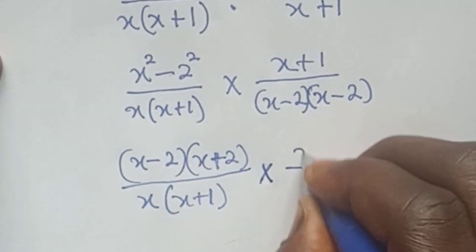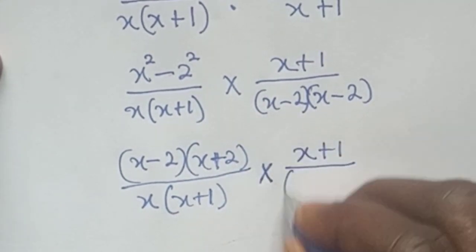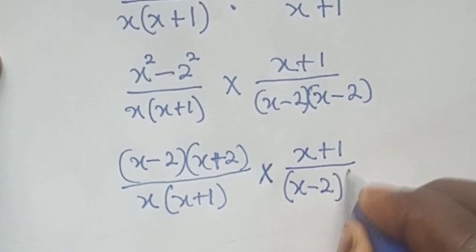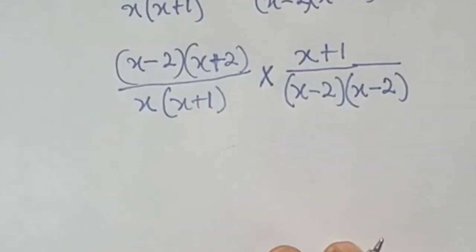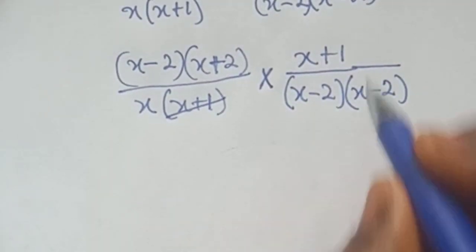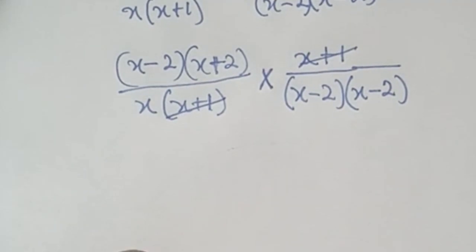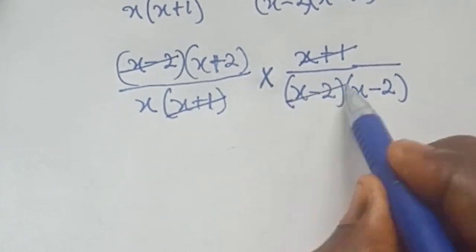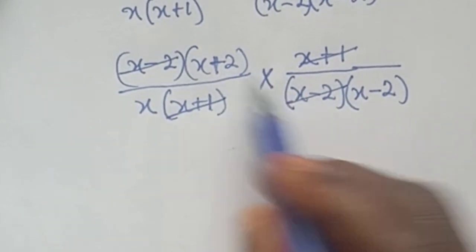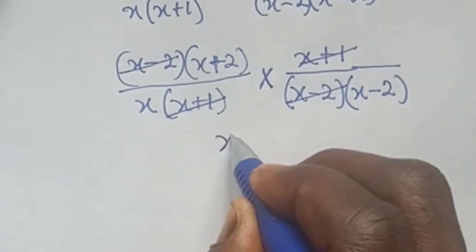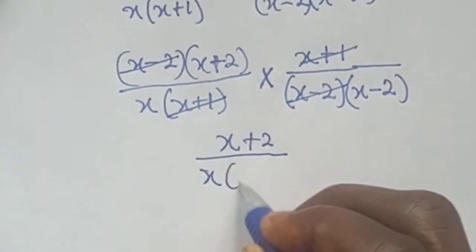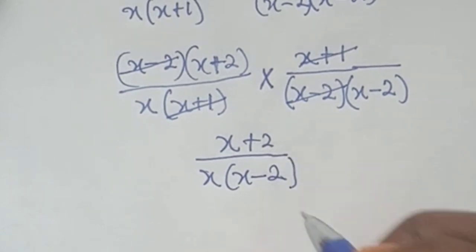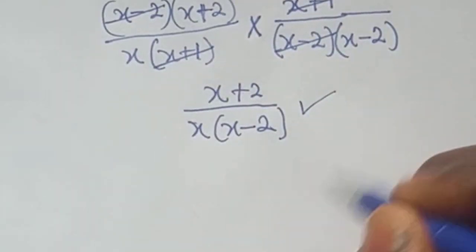multiplied by (x + 1) all over (x - 2)(x - 2). So from here, x + 1 can cancel out from the denominator and the numerator, and again x - 2 can cancel out x - 2. So what is left in the numerator is x + 2, that is (x + 2) all over x times (x - 2). And this is our answer.